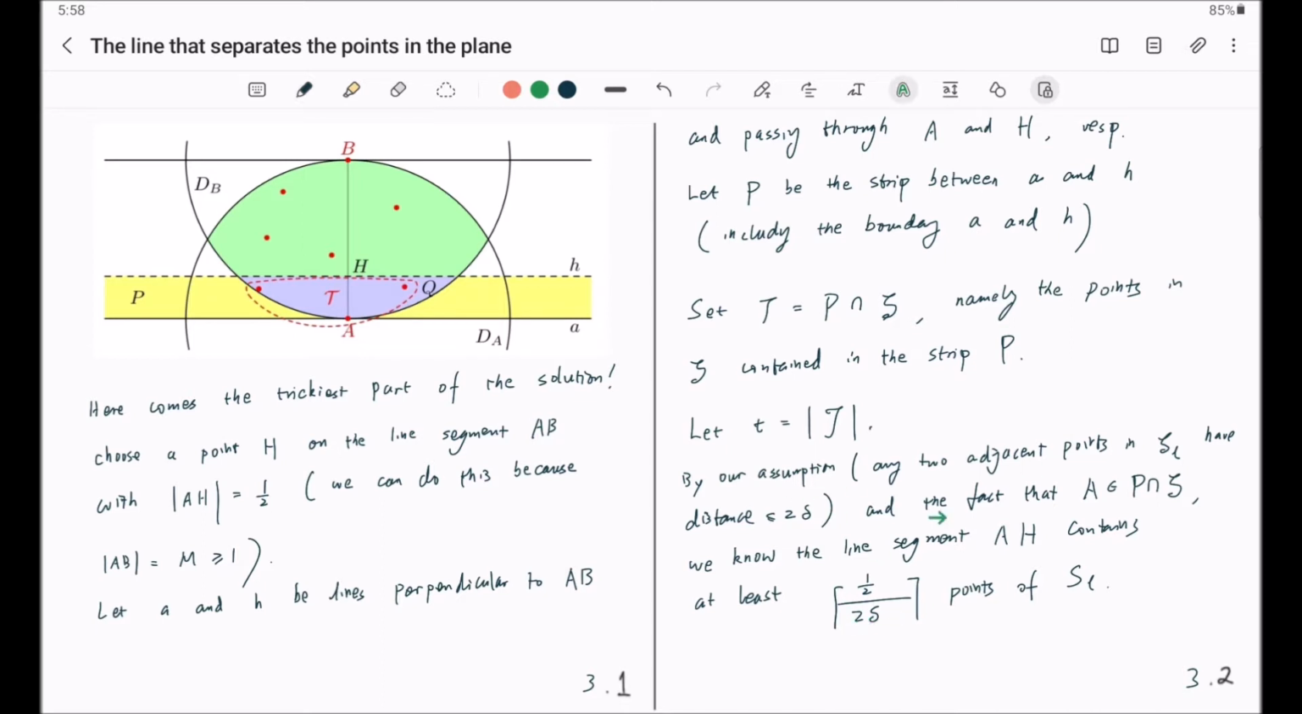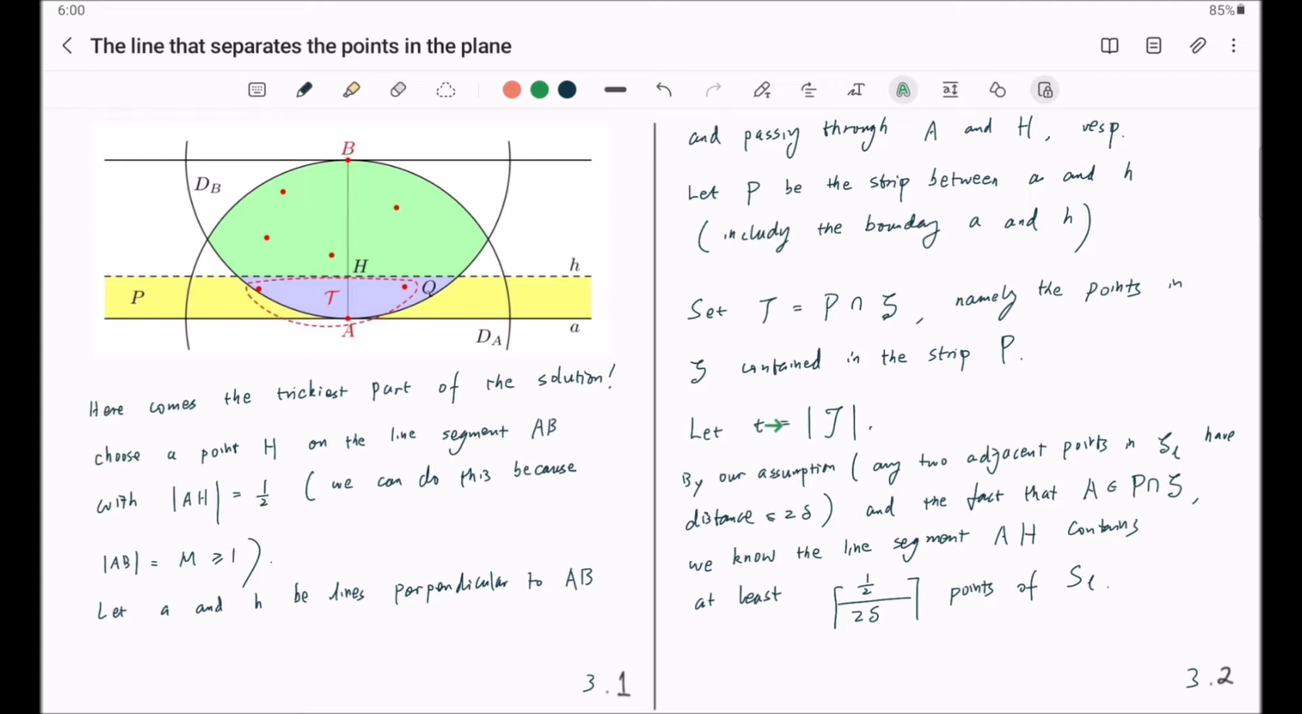I hope this is not hard for us to see. Any 2 adjacent points have distance less than 2 delta. And you just count how many points are there. Because their distance is small enough, there will be at least how many points? It should be 1/2 divided by 2 delta, and you want to take a ceiling, noticing that A is in here.